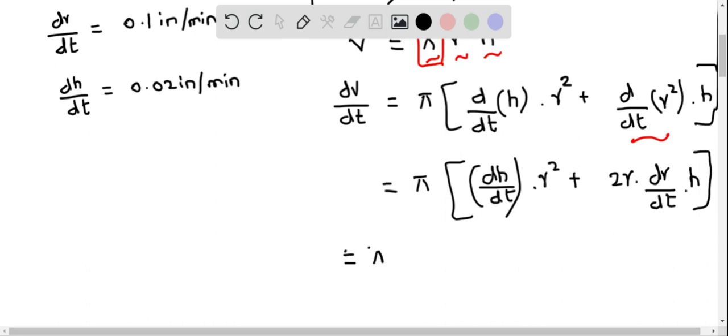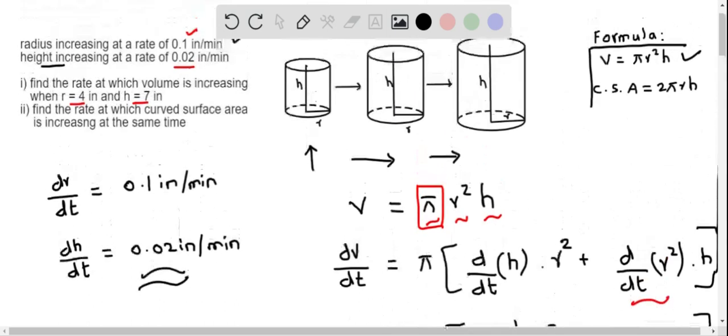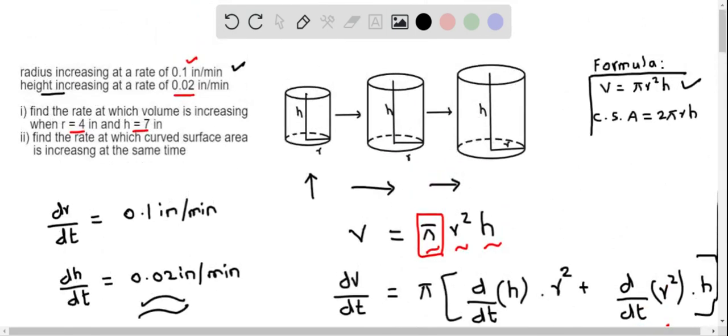So I write down here, this is pi times of, we know dh by dt is 0.02 inches per minute, so I utilize only the numerical without the units. So this is going to be 0.02 times radius squared. So let's go back and see if this information is given. We are also given radius is 4 inches at some point of time.